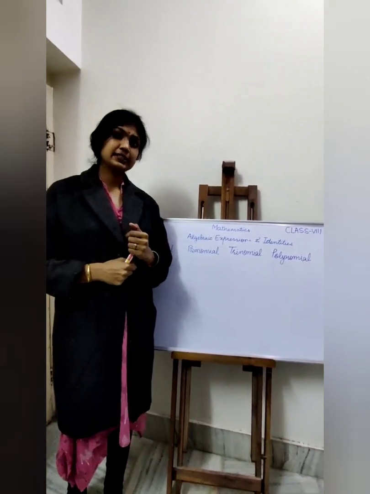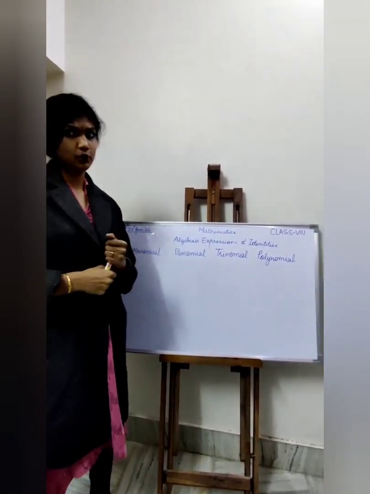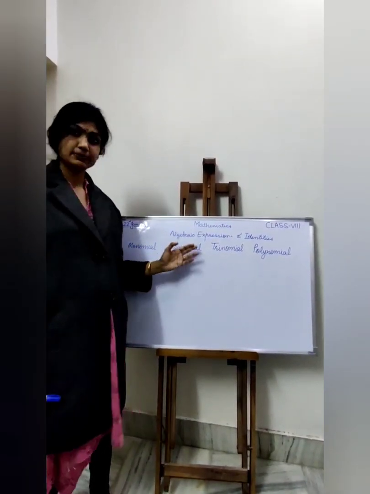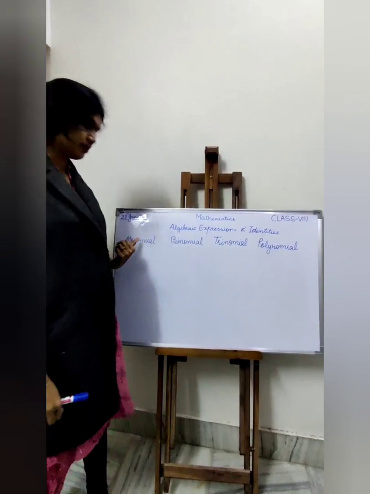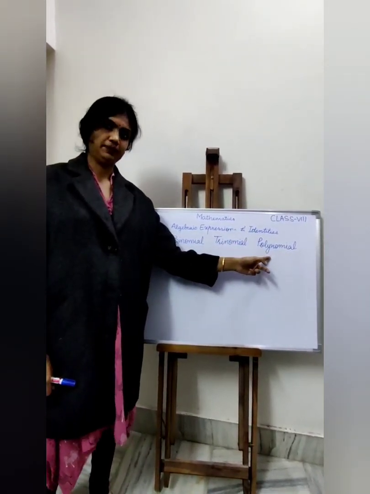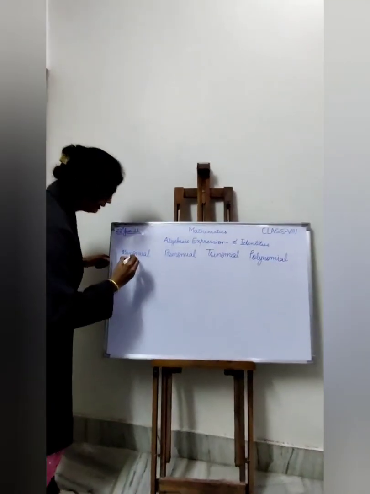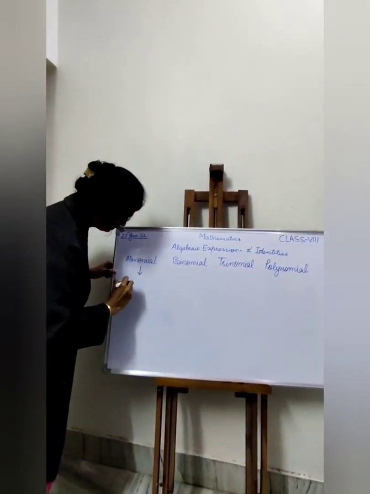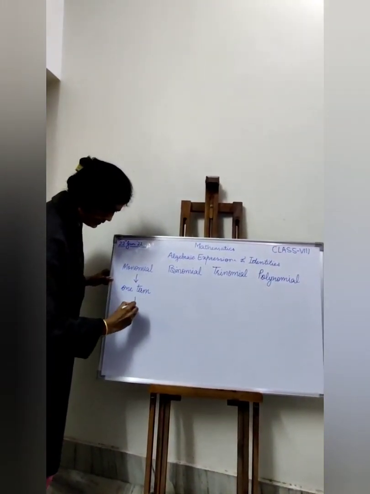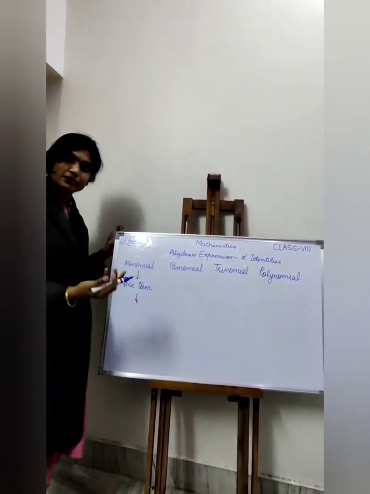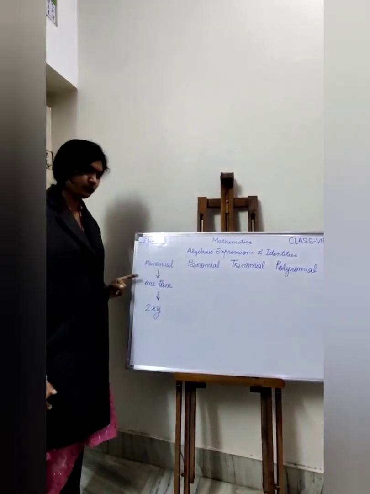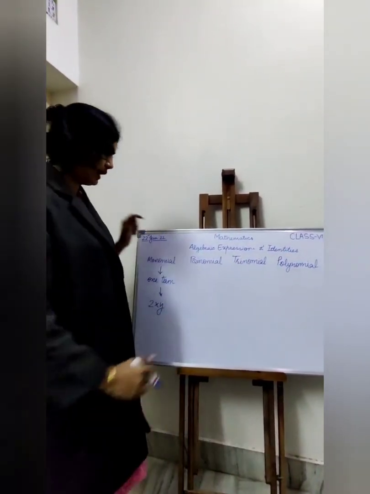Next we have the types of expression based on the number of terms. Based on the number of terms, we classify expressions into four categories: monomial, binomial, trinomial and polynomial. Now what are these? Monomial means having one term. For example, 2xy. This is one term.